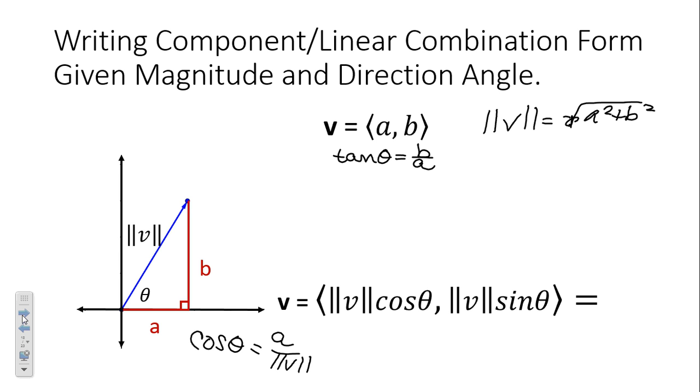If we want the B value, we're going to use sine. The sine of theta is the opposite over the hypotenuse, B over the magnitude of the vector. And to get the B by itself, we would multiply both sides by the magnitude. So the magnitude times the sine of theta. That's the component form.